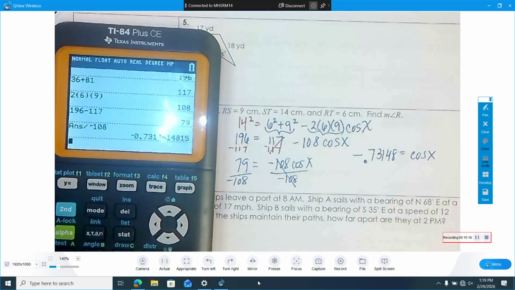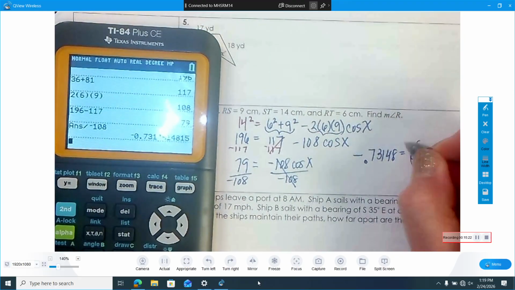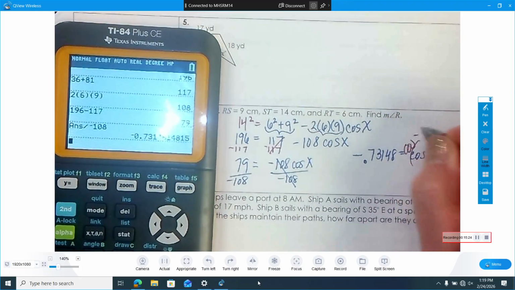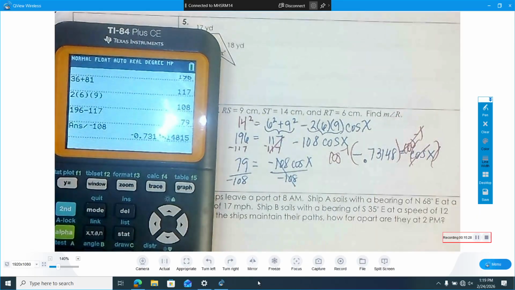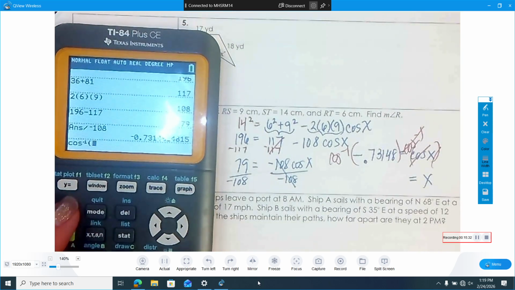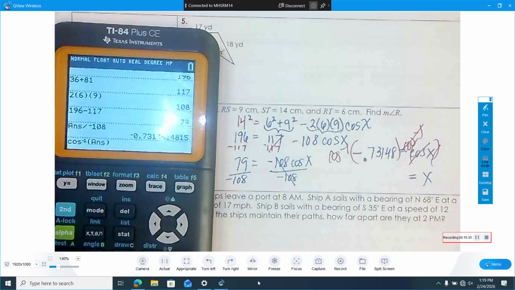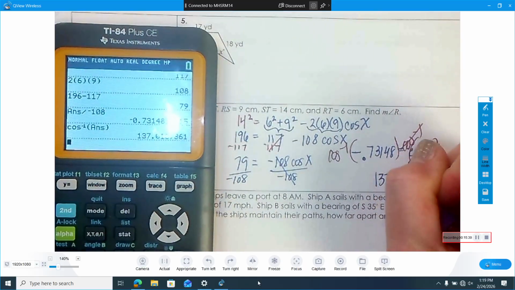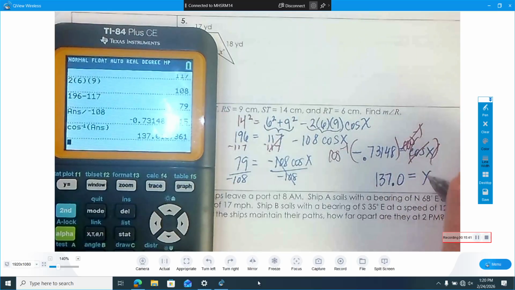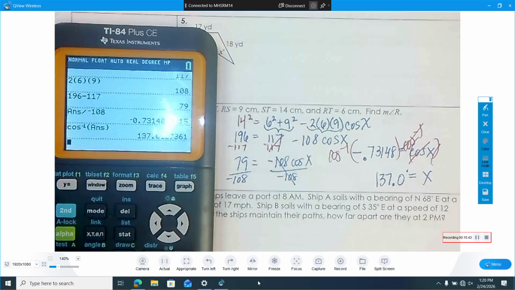And then how do we free the x? Inverse cosine. So cosine inverse of both sides. Cosine inverse and cosine cancel one another out. And so I get to do cosine inverse of my answer. And I get 137.0 degrees. Okay.